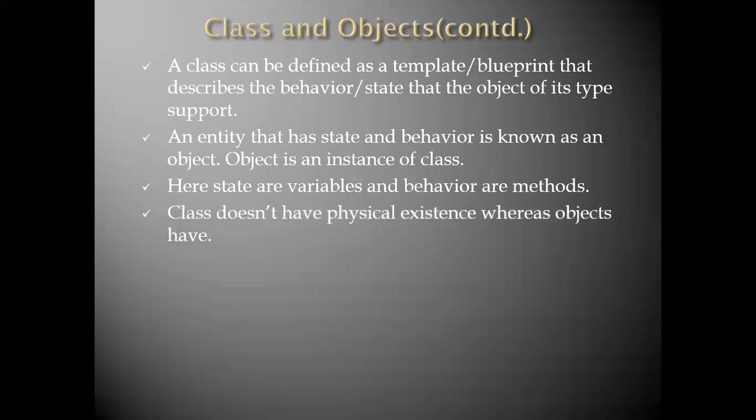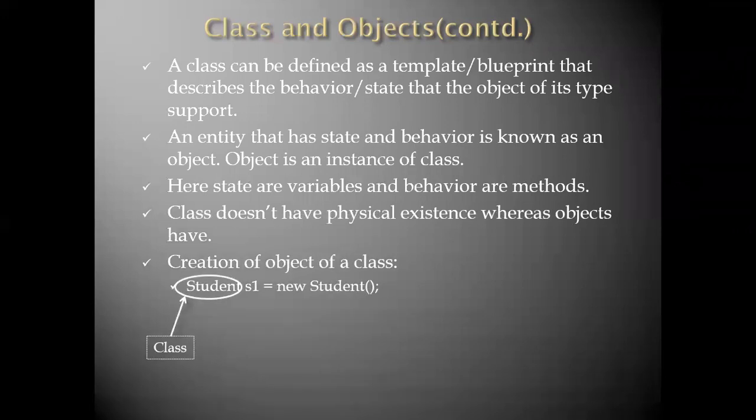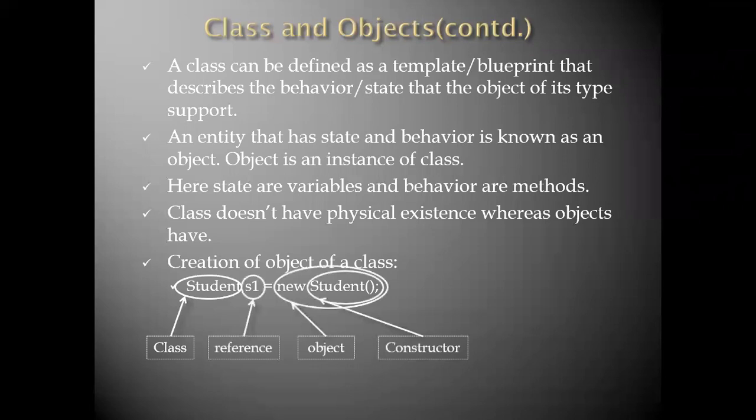A class doesn't have physical existence, whereas objects do. Like a plan doesn't have existence, a house will, right? Now, how do we create an object of a class? Assume Student is a class here. This is how we're going to create an object. Student is the class here, S1 is the reference, this is called the object, and this is called the constructor. To create the object, we need to call the constructor of that class.